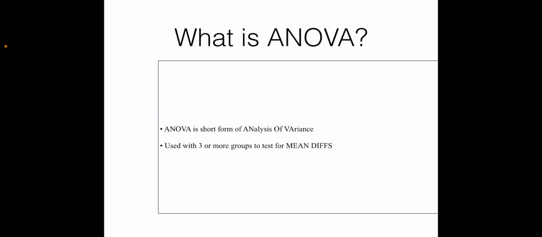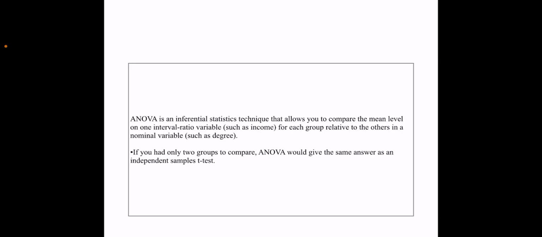Like I said, ANOVA is a short form of analysis of variance. ANOVA is used with three or more groups to test for mean differences. So, ANOVA is an inferential statistic technique that allows you to compare the mean levels of one interval ratio scale variable such as income for each group relative to others in a nominal variable such as degree.